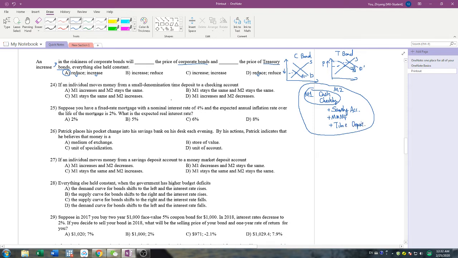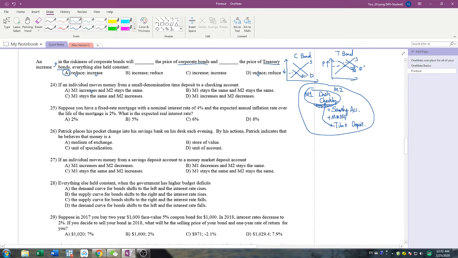Okay, so after drawing this graph, it is not hard to see that if we have a small denomination time deposit and we put it into a checking account, that means I'm moving money from this account to the checking account. So in general, M1 will be larger. For example, it increased by this much, but time deposit is going to decrease by the same amount, which means M1 is going to increase, but M2 is not going to change, okay?